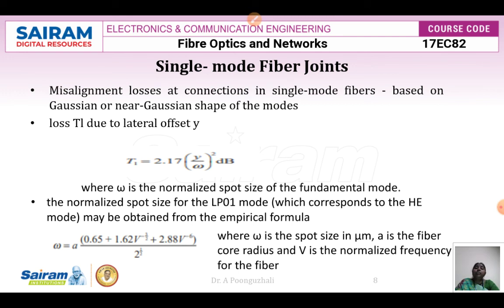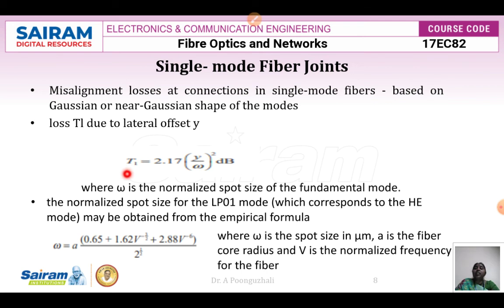Next is single mode fiber joints. There are going to be misalignment losses at the connections in your single mode fibers. It is going to be based on the Gaussian or near Gaussian shape of the modes. The Gaussian shape is going to be a bell-shaped mode. So if the modes are Gaussian, there are going to be misalignment losses in your single mode fibers.